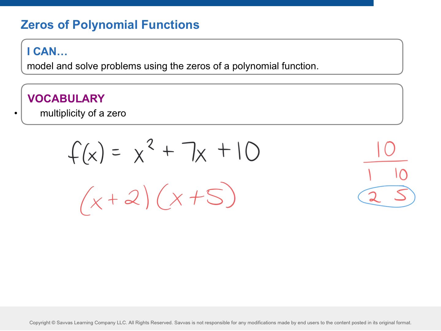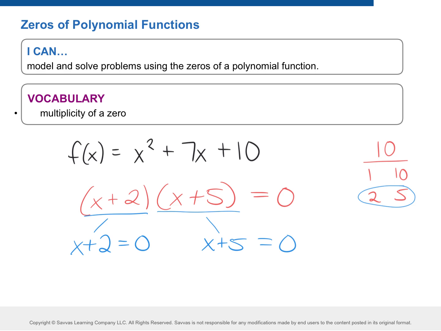Now, what if I told you to find the zeros of that? It's just going to be the opposite. Set it equal to 0, and then we do the equation with both of them separately. With this equal to 0, I take x plus 2, set it equal to 0, and I take x plus 5, set it equal to 0.